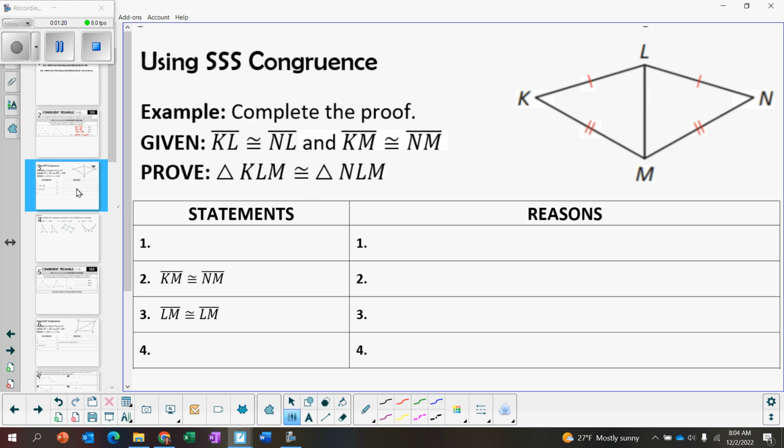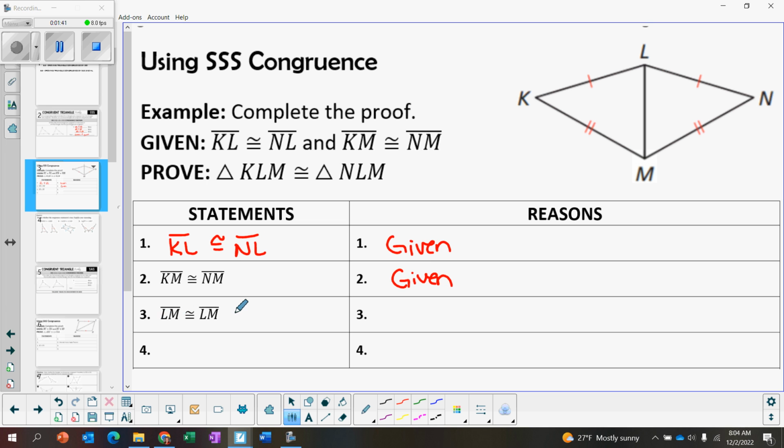So here we are given KL is congruent to NL and KM is congruent to NM. I already see that second one here in my givens, which means I haven't included my first given yet, so I'm going to include that. Segment KL is congruent to segment NL.